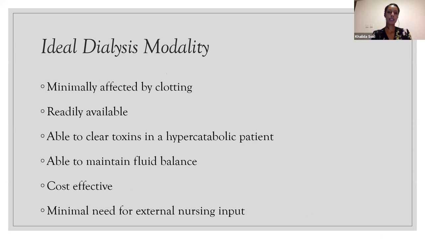So what would be the ideal dialysis modality for these patients who required renal replacement therapy? If we were really thinking of what we wanted to do, we would want something that was minimally affected by clotting, readily available, able to clear toxins in this hypercatabolic patient, able to maintain fluid balance, cost-effective, and with minimal need for external nursing input. Anybody who has interacted with patients within the COVID-19 ward and has had to do renal replacement therapy has encountered the challenges of having to do exchanges and bags and anticoagulation in these hypercoagulable patients, and also having to have somebody don and doff in order to go and adjust the settings on the dialysis machine. Next slide.